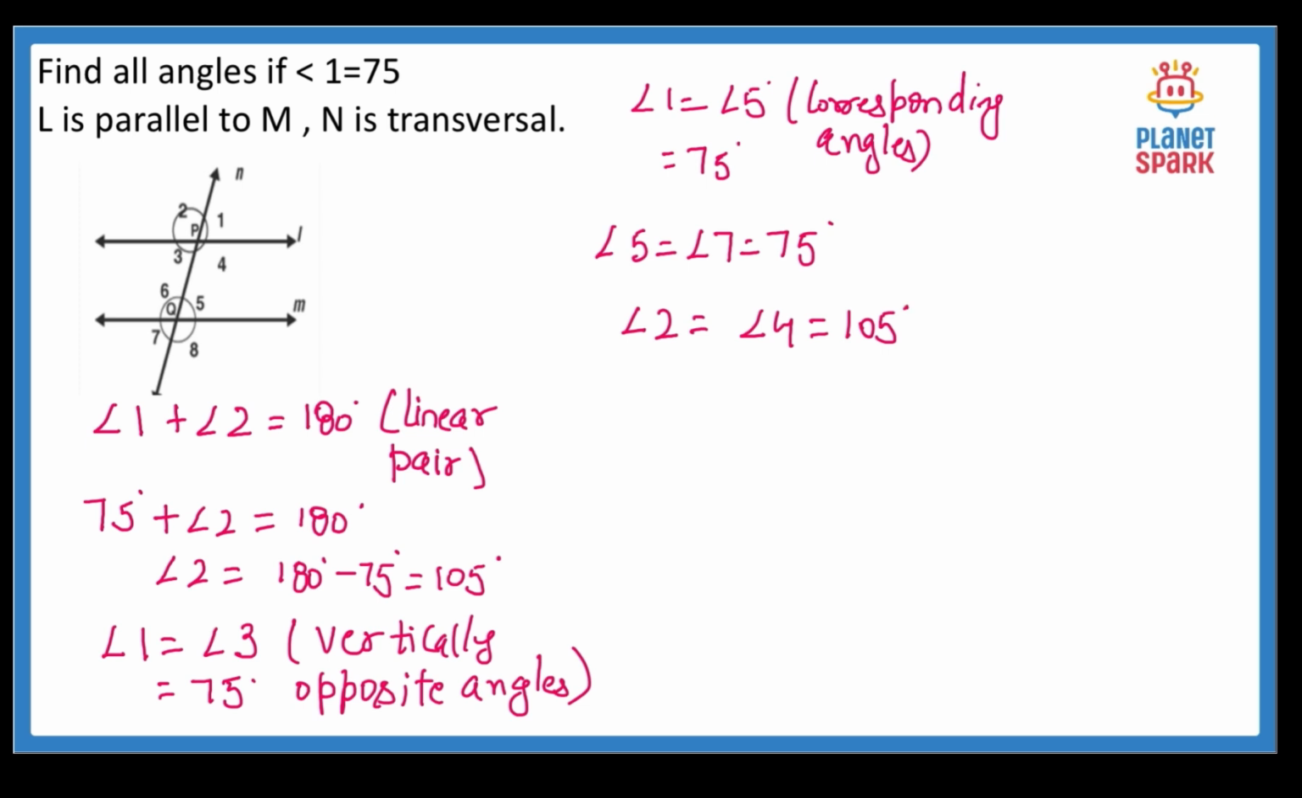Now angle 2 would be equal to angle 4. Angle 2 was 105 degrees. So angle 4 is 105 degrees because vertically opposite angles are equal. Similarly, angle 4 is going to be equal to angle 8. Why is 4 equal to angle 8? Because they are forming corresponding angles. Also, angle 4 is going to be equal to angle 6, equal to 105 degrees, as they are forming alternate interior angles. If lines are parallel, alternate interior angles are equal.